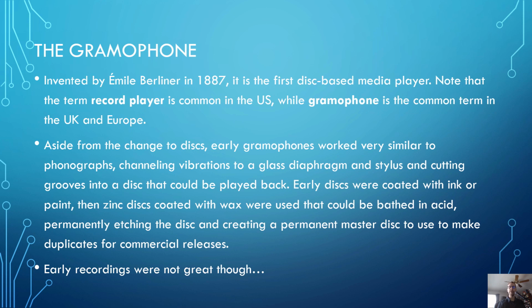You would cut the grooves into the wax, then bathe the disc in acid. Anywhere that the wax had been removed, it would permanently etch the groove into the zinc disc, creating a permanent master disc that you could use to make duplicates for commercial release. The early recordings were not great, but this was the path to greatness, effectively.